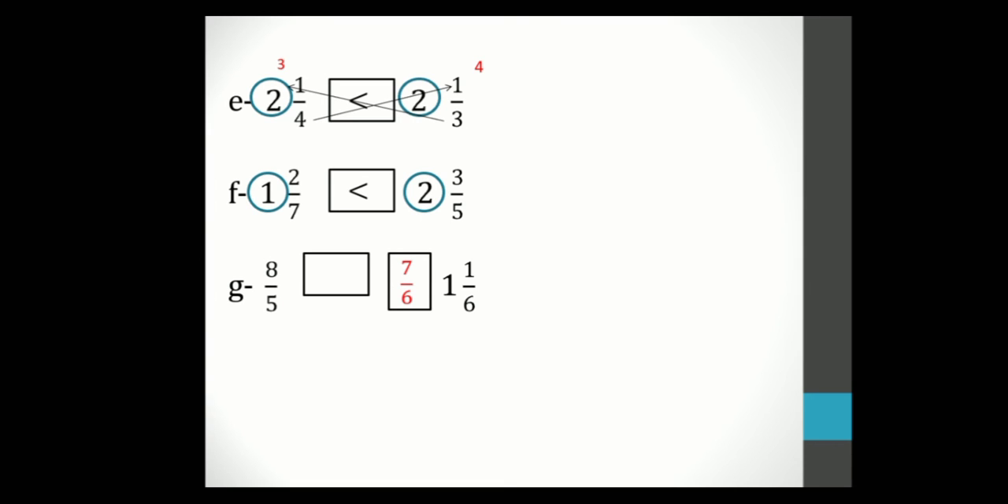Now I have two fractions, 8 over 5 and 7 over 6. So we can use the cross multiplication method. So I make 5 multiplying by 7, the result will be 35. And 6 multiplying by 8, the result will be 48. So 48 is bigger than 35. So the fraction 8 over 5 is bigger than the fraction 7 over 6.